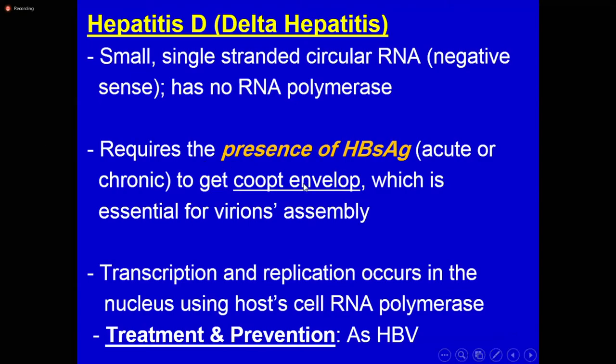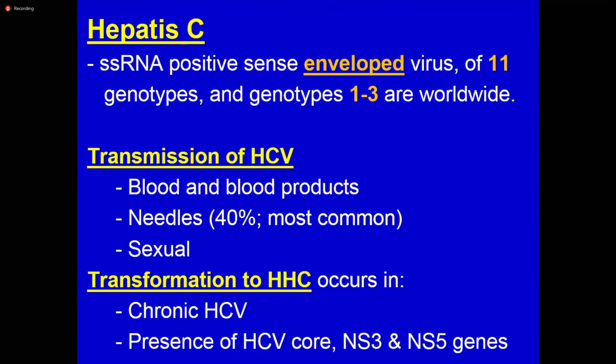They share the envelope between them. Transcription and replication occur in the nucleus using the host cell RNA polymerase. Treatment and prevention depend on B.